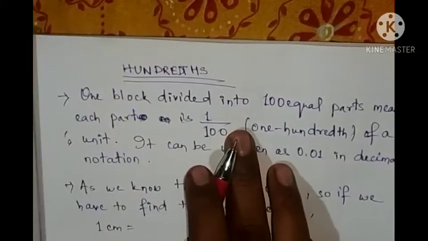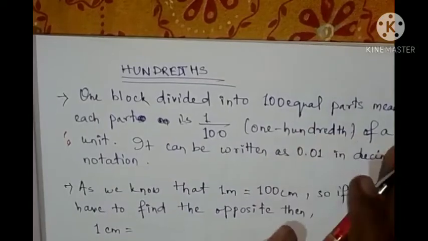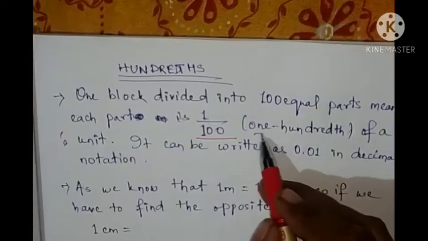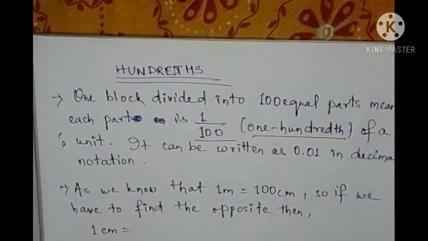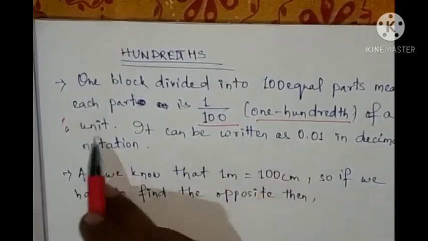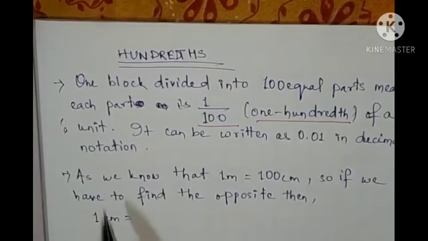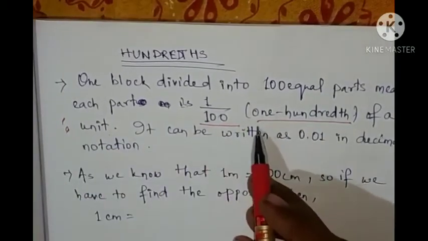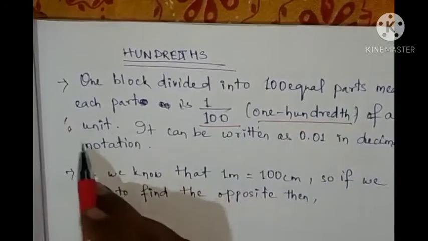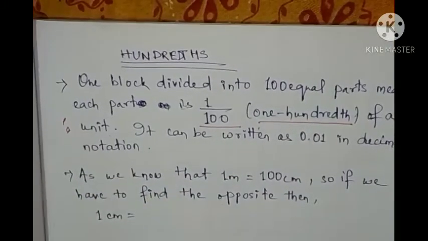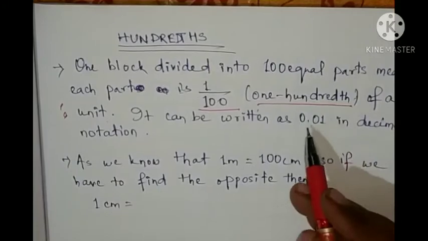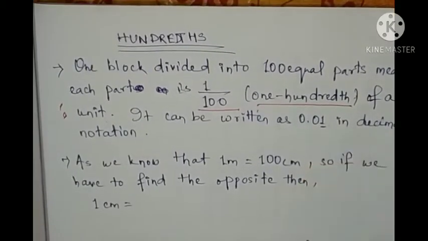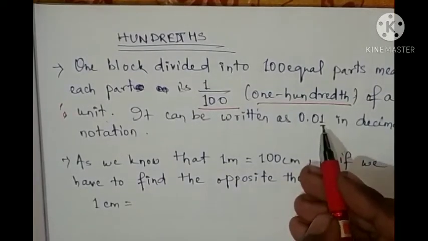If one block is divided into 100 equal parts, one part is what? 1 by 100. That 1 by 100 is known as 1/100th of a unit, a single part of a whole. So 1 by 100 is one part of one whole. It can be written in decimal notation as 0.01, which means we are writing the 1 in the second place. This is the 1/100th place.